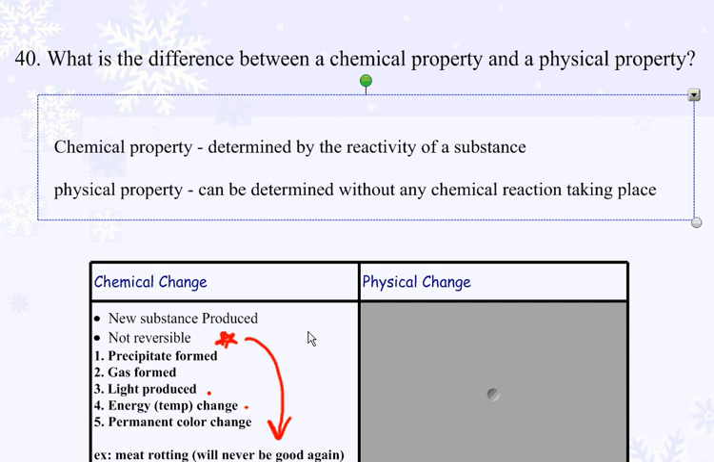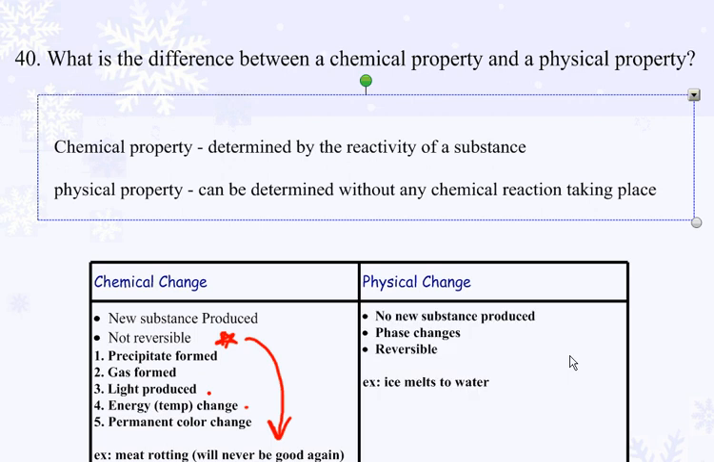On the other hand, for physical change, no new substance will be produced. And these are usually phase changes. So, for example, when ice melts to water, well, ice is just solid water. So this is just a phase change. And these are always reversible. So if you can change something, like for example, when the ice melts to water, all I have to do is stick it back in the freezer and it'll turn back into ice. That's a physical change.